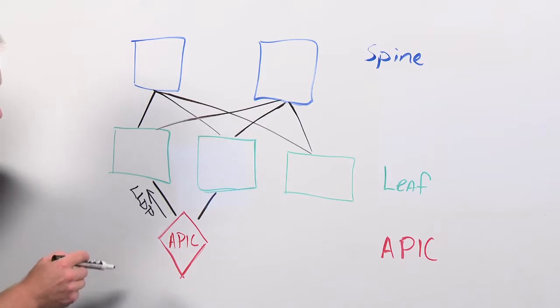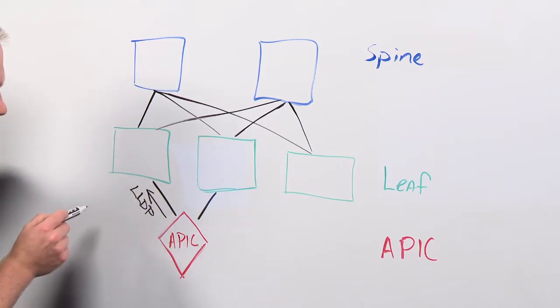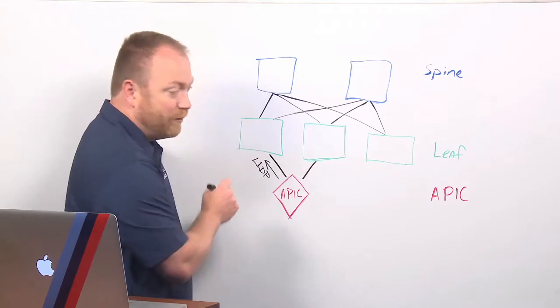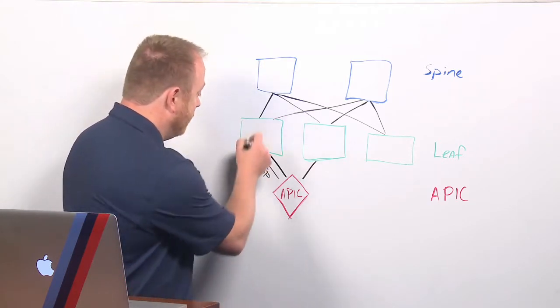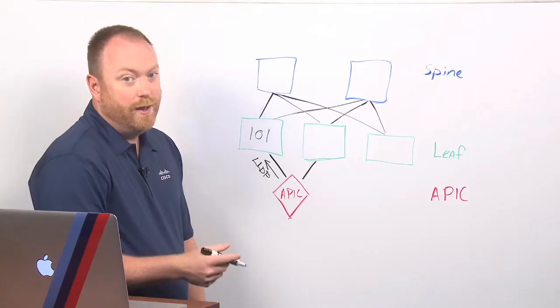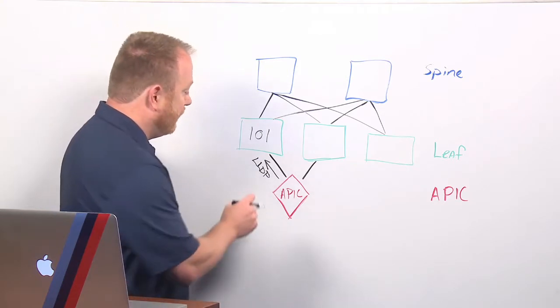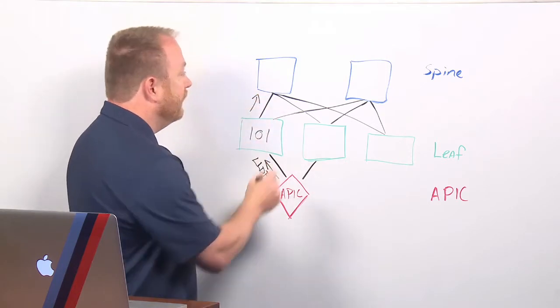So in the discovery process, the APIC is actually going to reach out to the device it's connected to, and in this case, it's going to be the first leaf that it sees. When we find that device, we're going to have to give it a name and a number and make it part of the fabric. So in this case, we will give this device the number 101, and we may call it leaf 101. From that point on, we're going to discover the next device that's connected to it, and in this case, it's the spine.